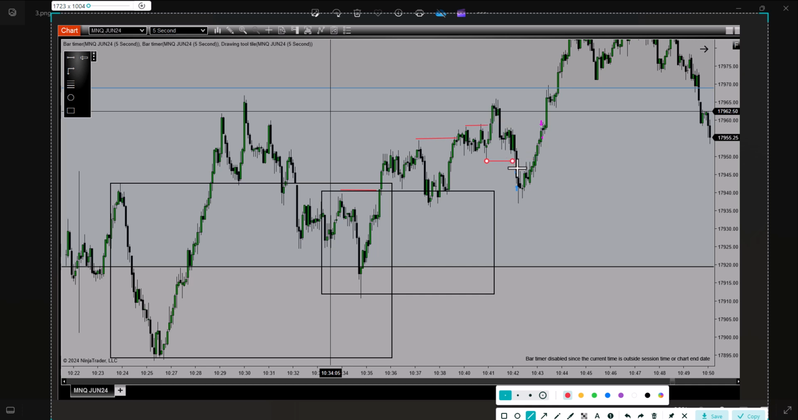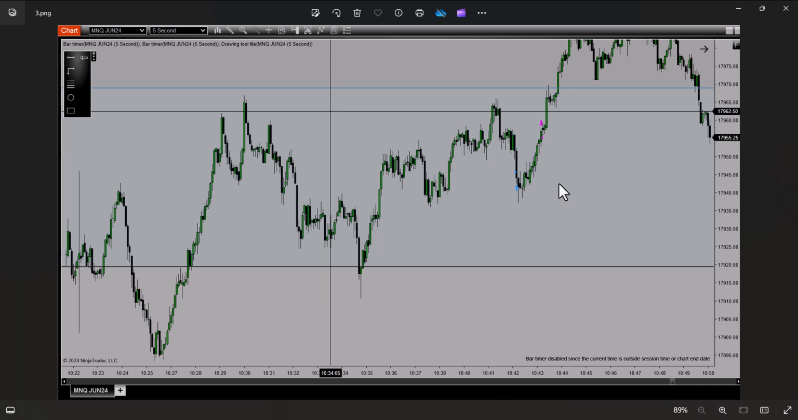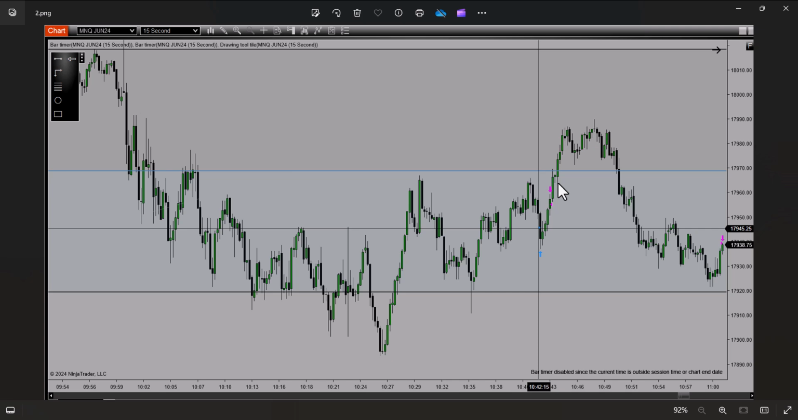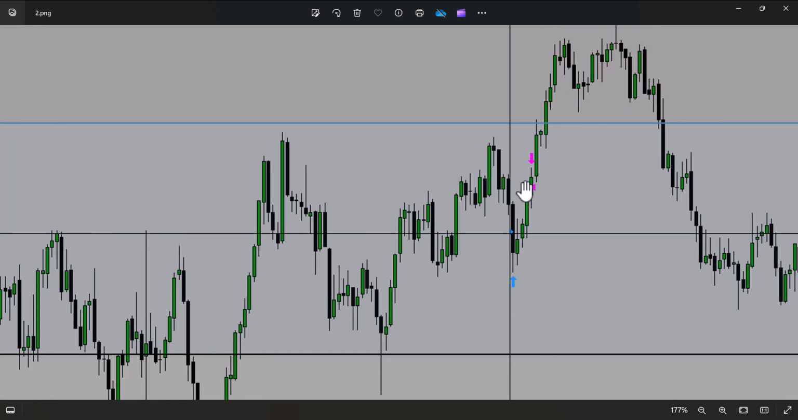Now, although I don't like to call it fake, right? Because this market structure shift is not fake. It is a shift to facilitate the pullback for a higher time frame. Let me explain this to you. So here you go. This is that 5-second market structure shift, and this is the 15-second time frame. That shift is only a pullback into this zone right here.